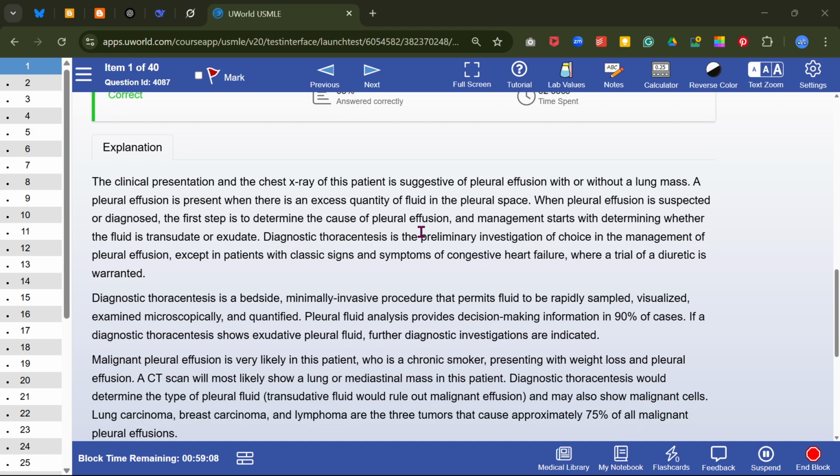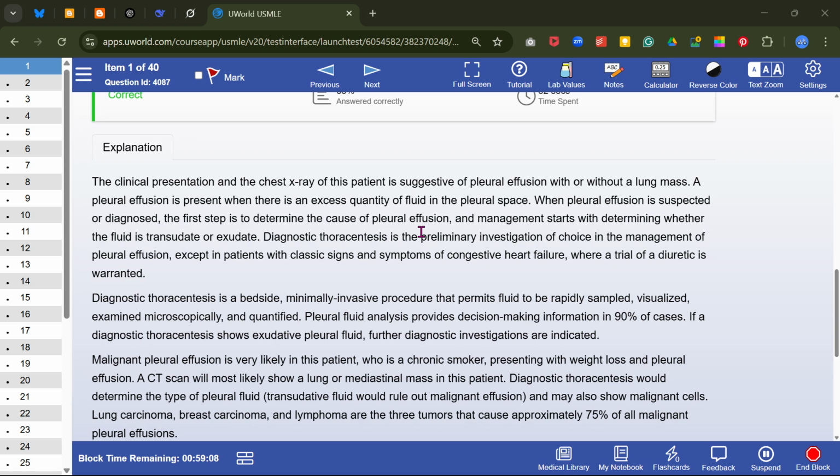The clinical presentation and chest x-ray of this patient are suggestive of pleural effusion with or without a lung mass. A pleural effusion is present when there is excess quantity of pleural fluid in the pleural space.